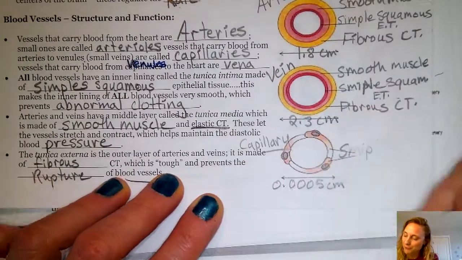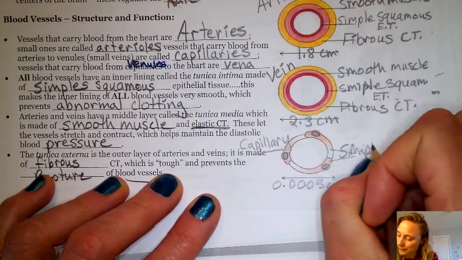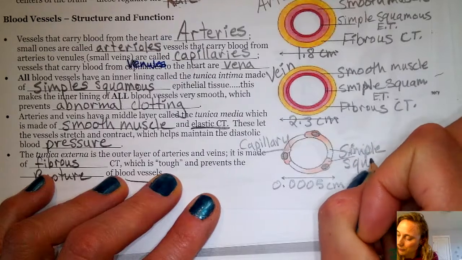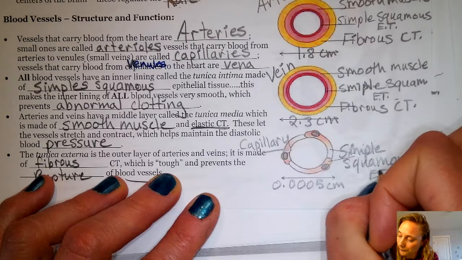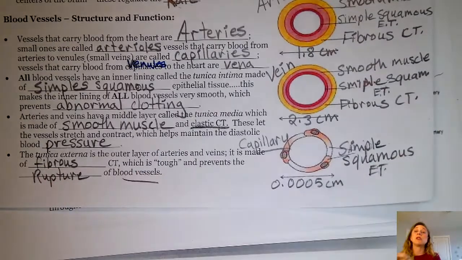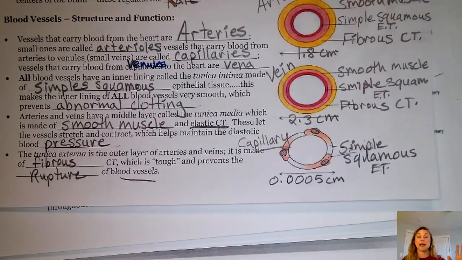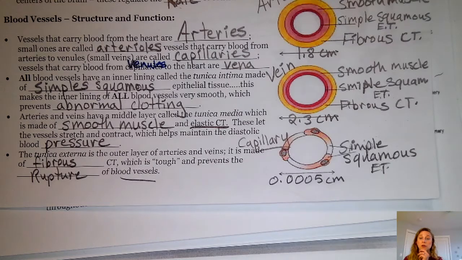So it's pretty much just simple squamous. Simple. Let's not make it more complicated. Simple squamous epithelial tissue, and that's it. So yes, very delicate, but there are a lot of capillaries spreading out that pressure, so they don't need to withstand all that pressure.